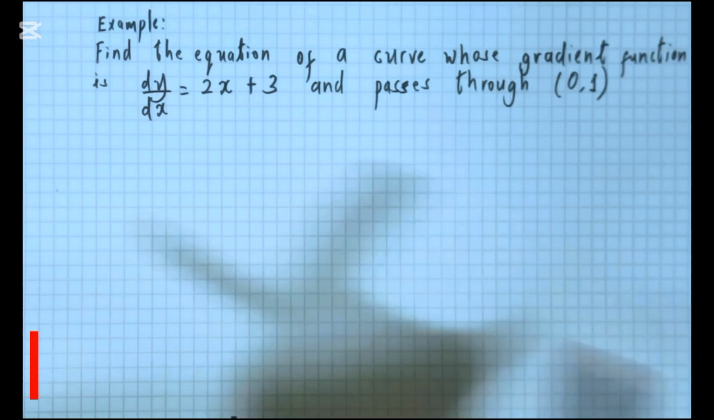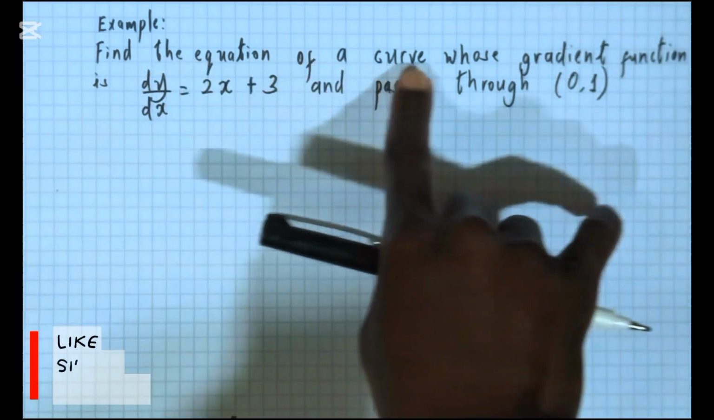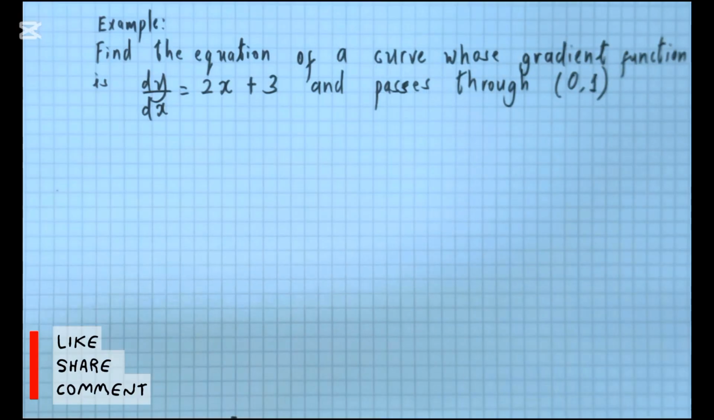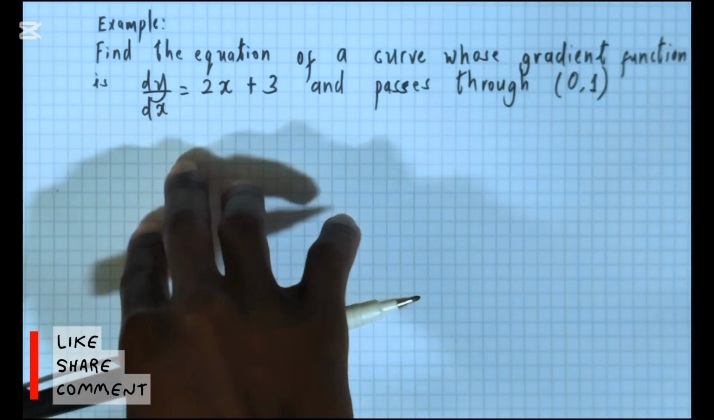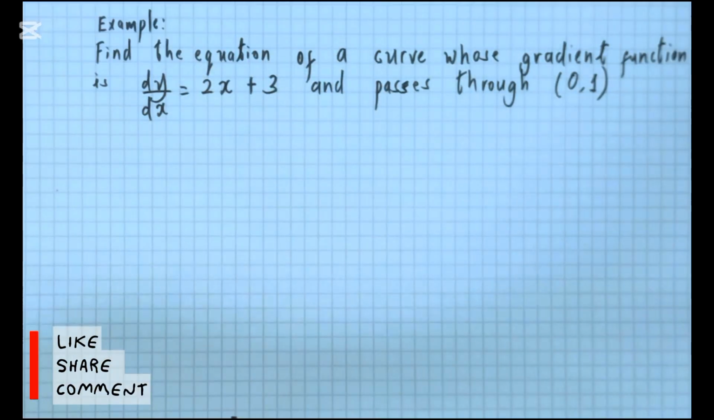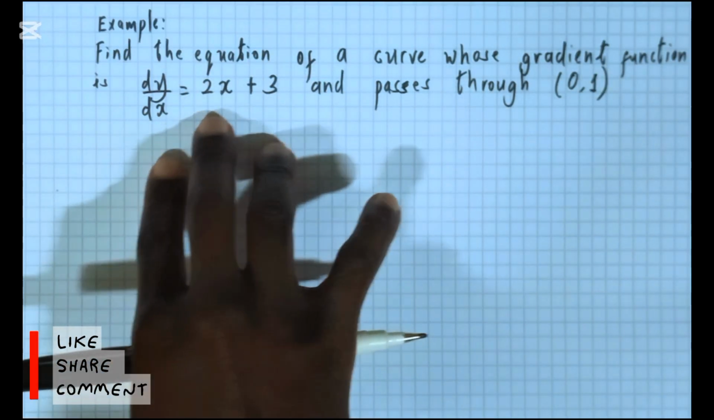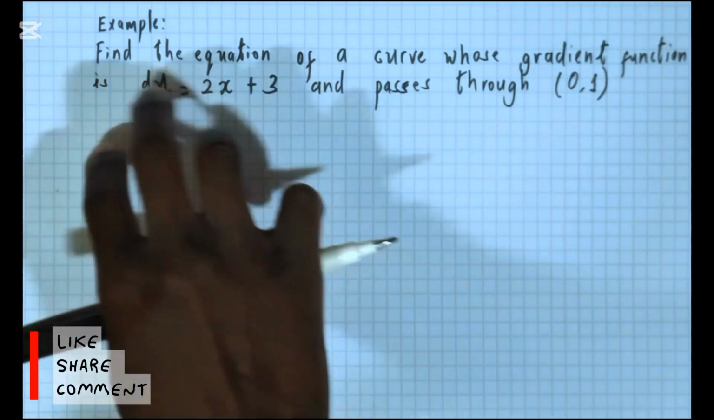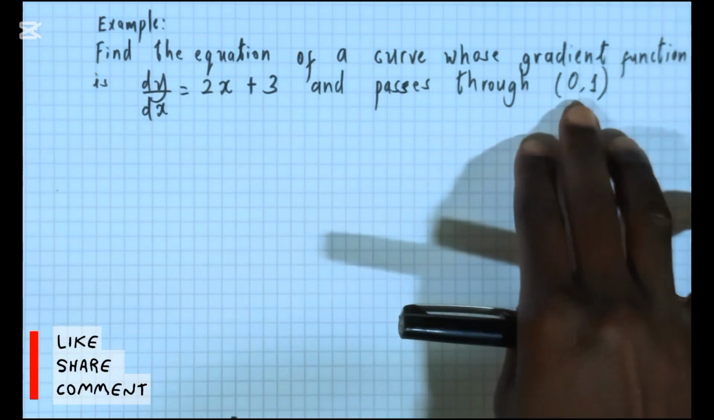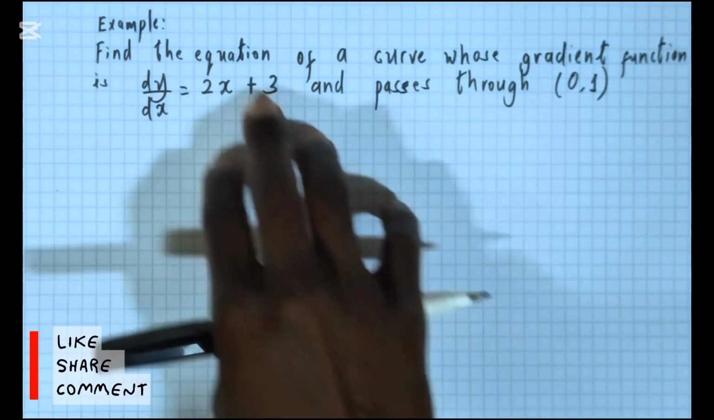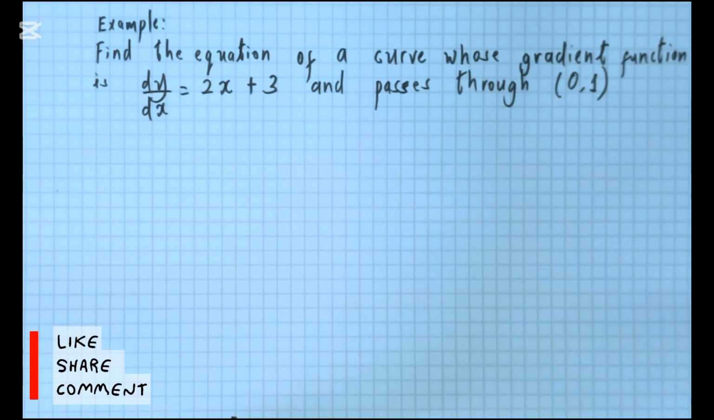We have a problem here: find the equation of a curve whose gradient function is given by dy/dx equals 2x plus 3. So we have the gradient function of this particular equation as 2x plus 3, and the curve passes through the point (0, 1). We are supposed to find the equation of this particular curve.